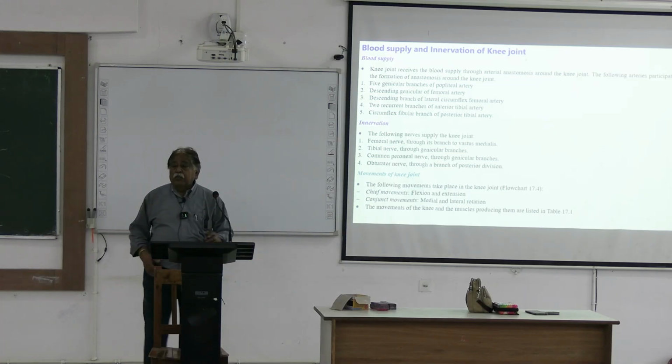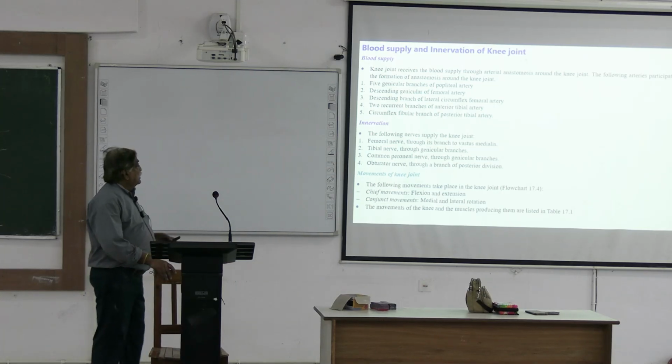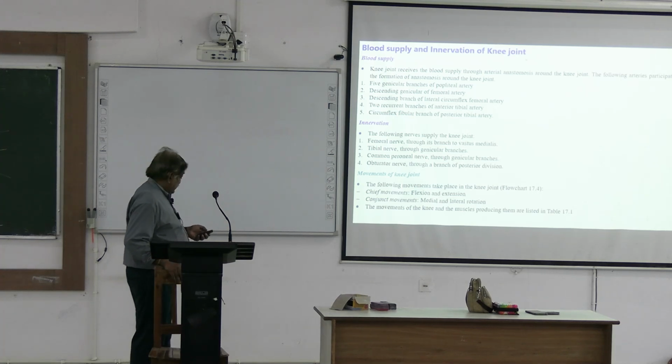And what other nerve supply can be? You are knowing the major branches. Naturally, you have to remember that way. And the following movements take place in the knee joint: flexion and extension, conjunct movement, medial and lateral rotation. The movements of the knee and the muscles producing them are in tabulation.